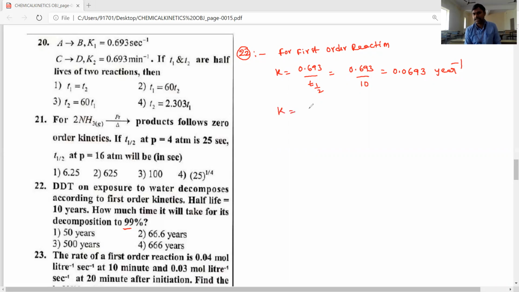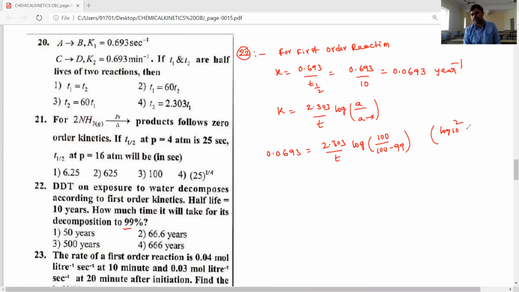For this case, first order kinetics: K is equal to 2.303 by T into log A by A minus X. The K value we know is 0.0693, which equals 2.303 by T into log 100 by 100 minus 99. 100 minus 99 means 1, and log 100 is log 10 squared, which equals 2 log 10, which is equal to 2. So this value is 2.